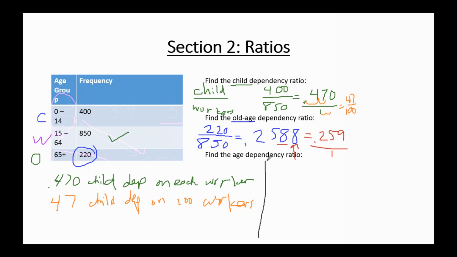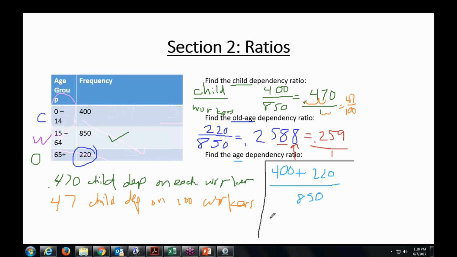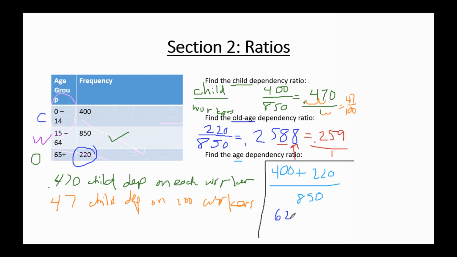All right, so let me get myself a little spot here to do my age dependency. Now, when we go to just straight age, and we're not differentiating between old and young, age says we want everybody who's dependent compared to the working class. So I take my little chitlins, and I add the old fogies, and I compare both of them to the working class of 850. So my numerator of 400 plus 220 gives me 620. And there's not very many color options here. So we end up with 620 divided by 850.